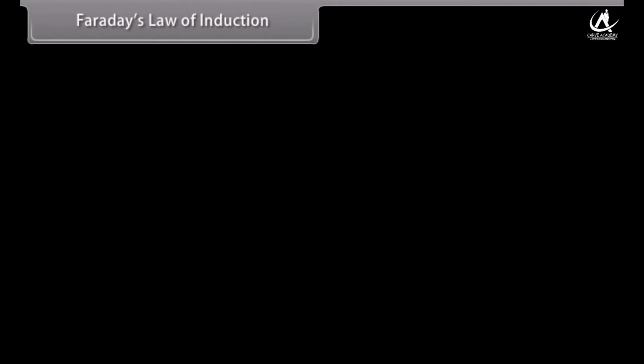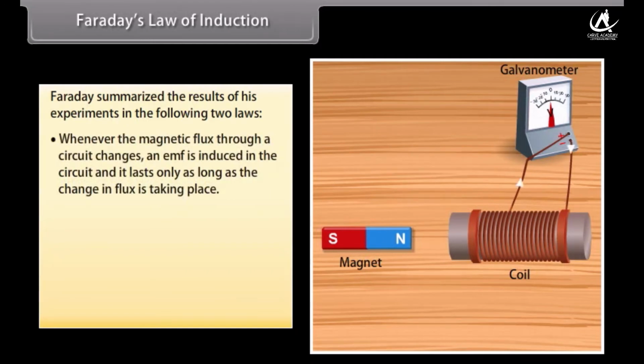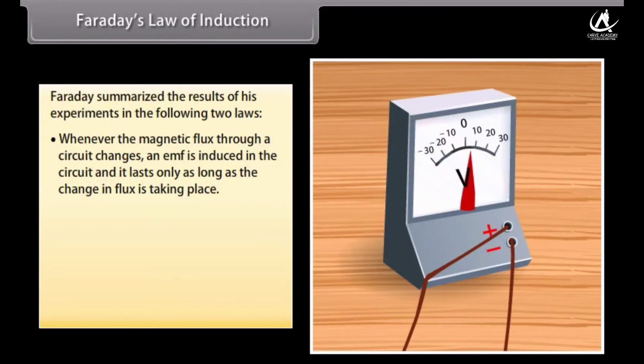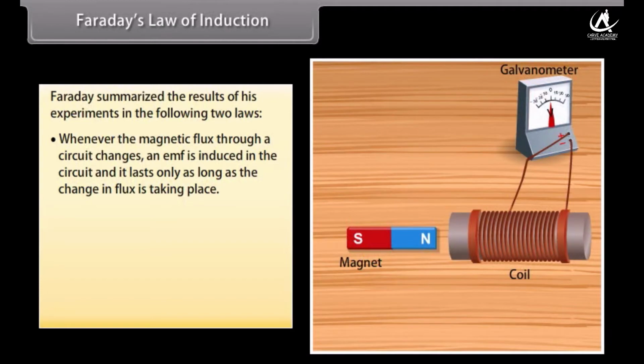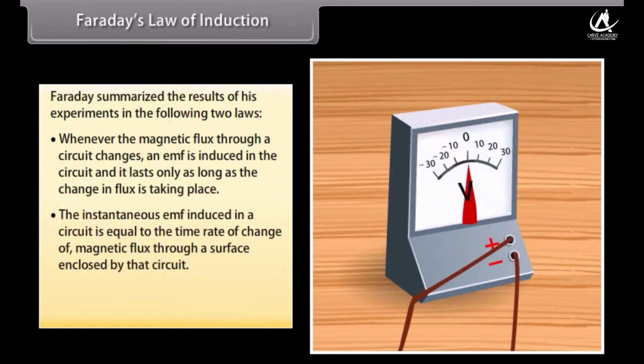Faraday's law of induction. Faraday summarized the results of his experiments in the following two laws. Whenever the magnetic flux through a circuit changes, an EMF is induced in the circuit, and it lasts only as long as the change in flux is taking place. The instantaneous EMF induced in a circuit is equal to the time rate of change of magnetic flux through a surface enclosed by that circuit.